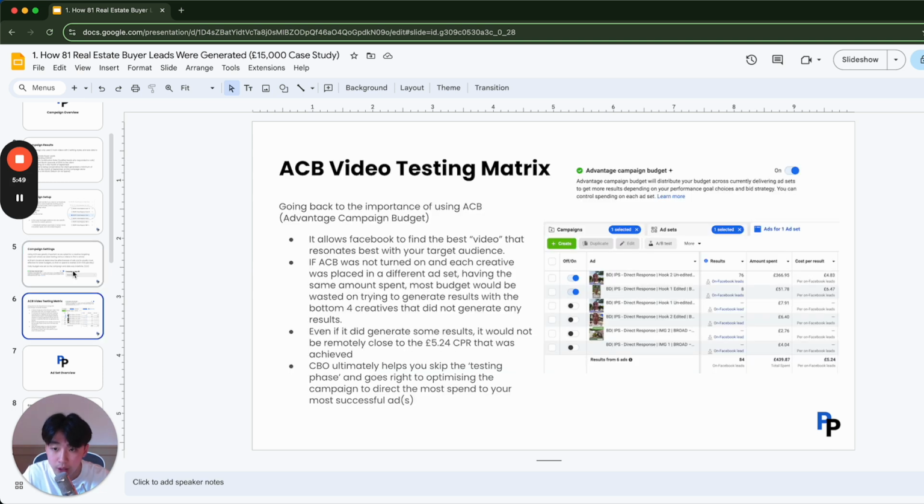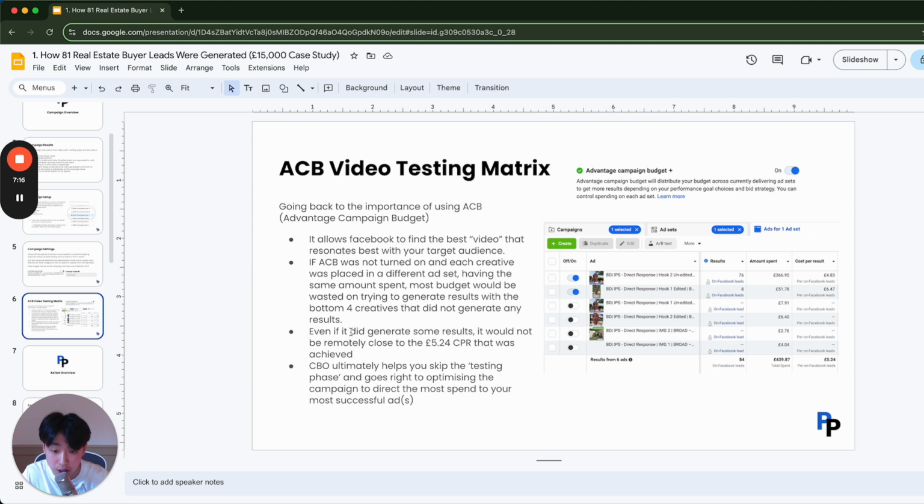Cool, let's now look at the ACB video testing matrix. So let's go back to the importance of using ACB, which is Advantage Campaign Budget. This basically allows Facebook to find the best video that resonates best with your target audience. If ACB was not turned on and each creative was placed in a different ad set having the same amount of spend, most of the budget would be wasted on trying to generate results with the bottom 4 creatives that did not generate any results, as seen by the 4 that have been switched off.